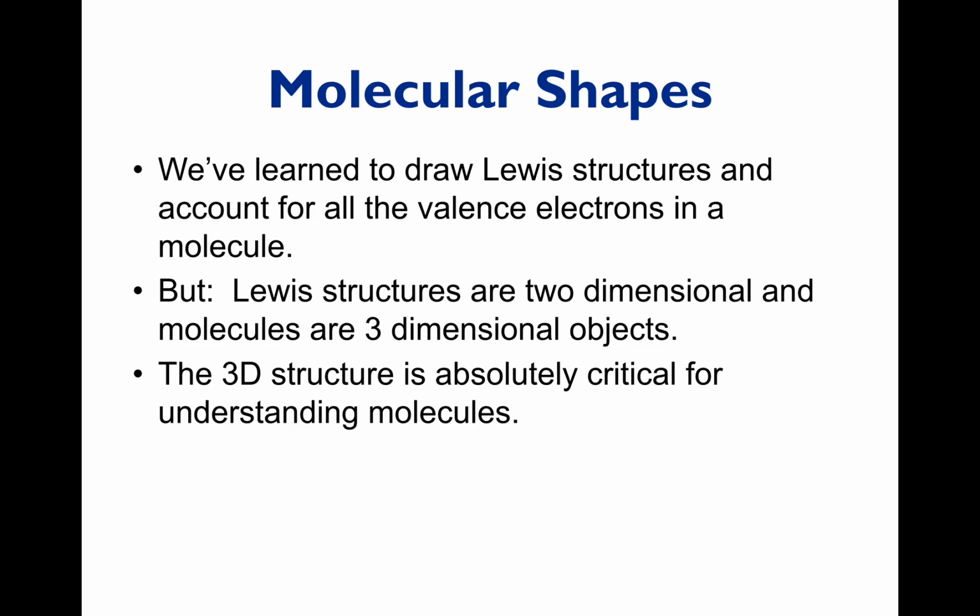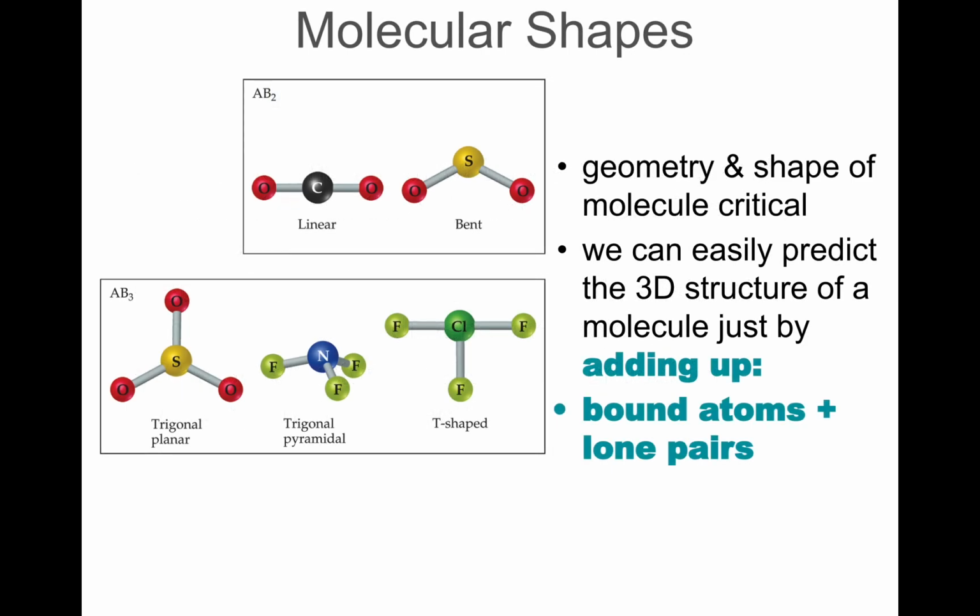Sometimes it's also called VSEPR. Lewis structures really limit us to a 2D view, and molecular shapes are really 3D. By understanding the shapes, we understand a little bit more about the three-dimensional view of the electrons and the interactions of the different atoms. Okay, so molecular shapes.